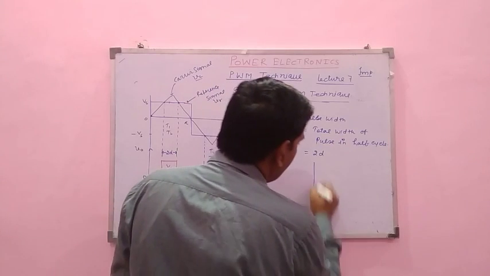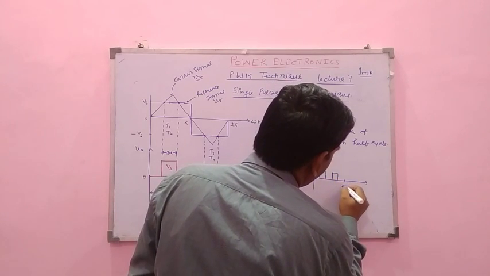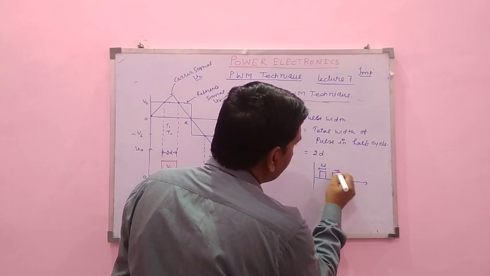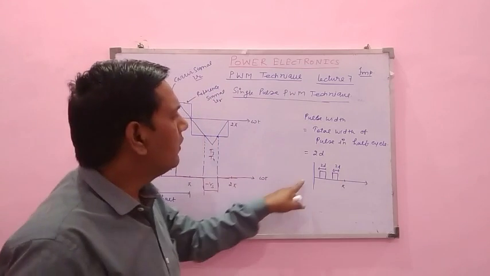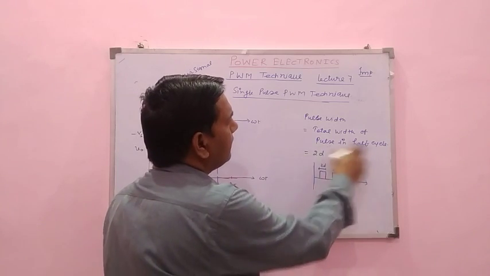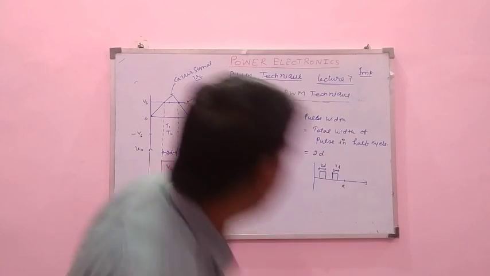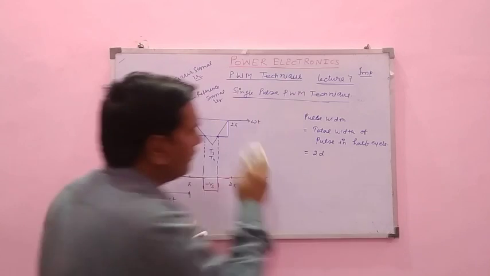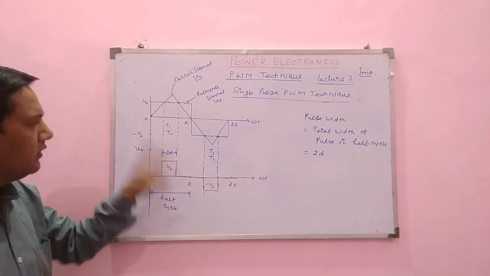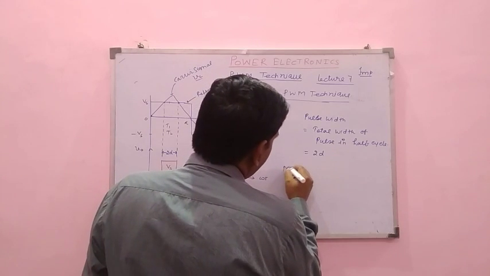But suppose in half cycle we have 2 pulses. This is one pulse, this is second pulse, and this is pi. So now the total pulse width will be 2D plus 2D, which is equal to 4D. So total pulse width in half cycle is called the pulse width. We will discuss this in multiple pulse width modulation. So here the total width of the pulse in half cycle is equal to 2D.